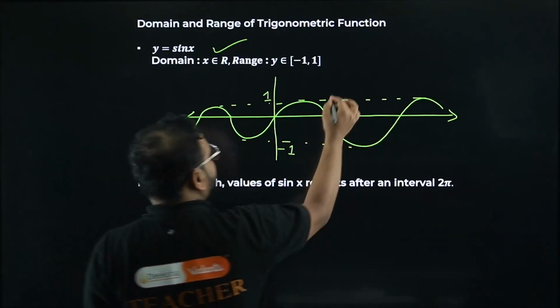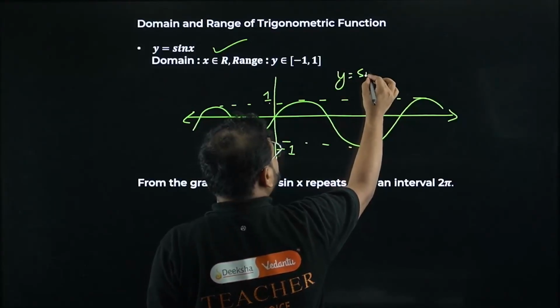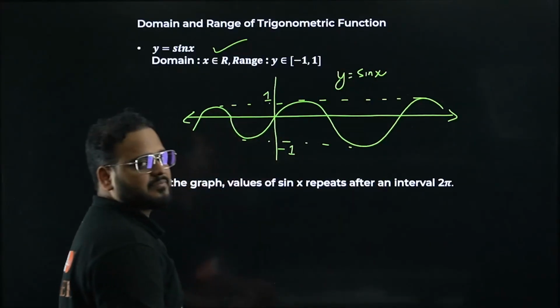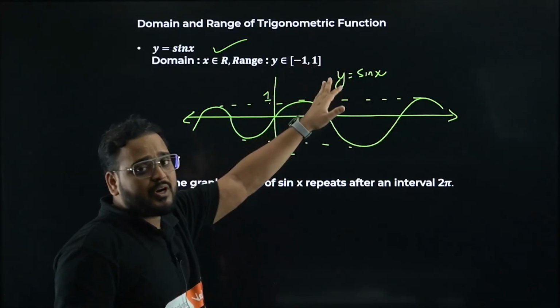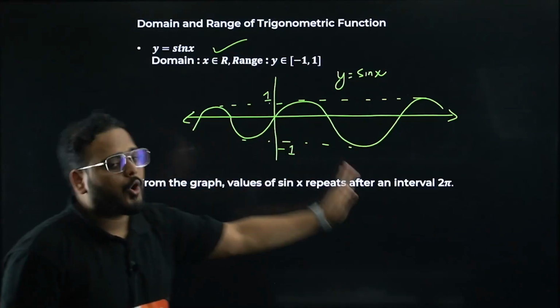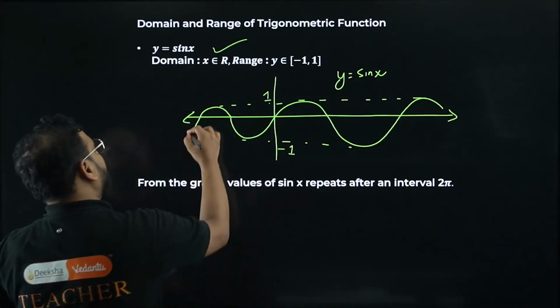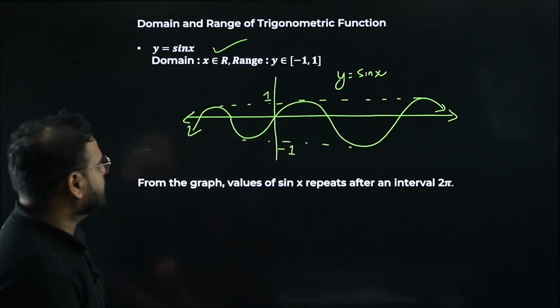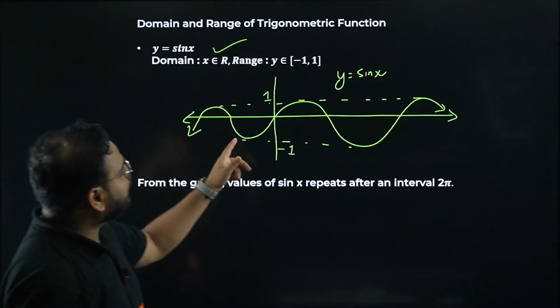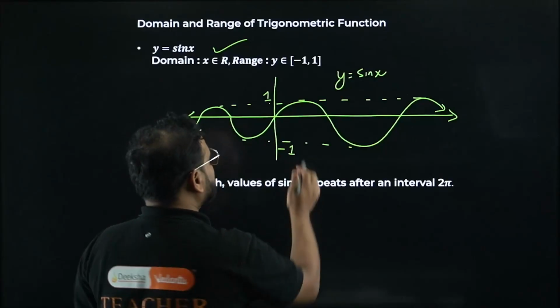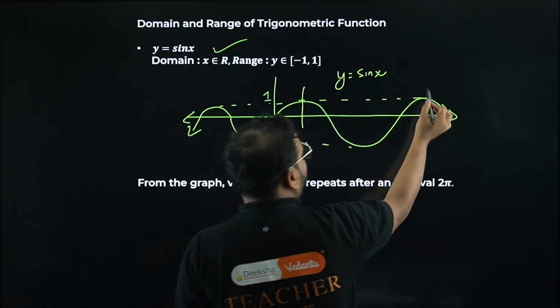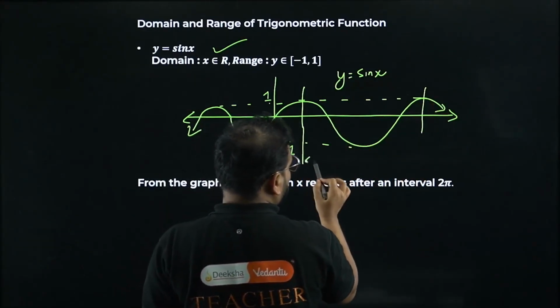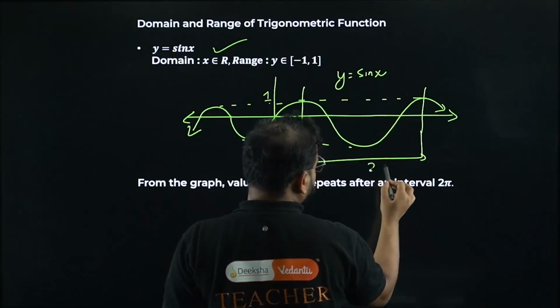This graph is for y equal to sin x. You can see here the range is limited between -1 and 1, and the domain is all real numbers. It will keep going on both sides. If you're looking for one value to repeat itself, for example this part to repeat will be coming over here, and this difference will be 2 pi.